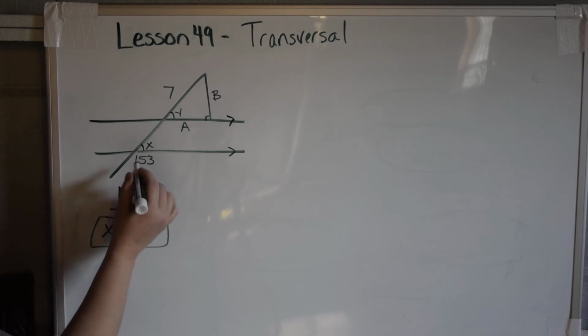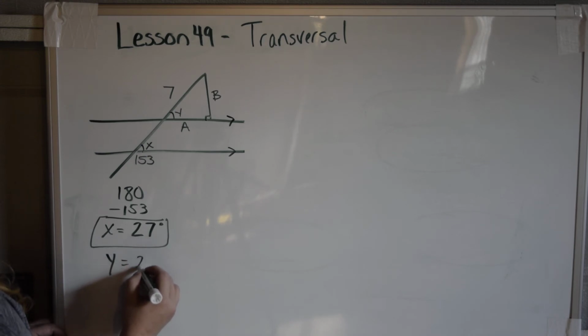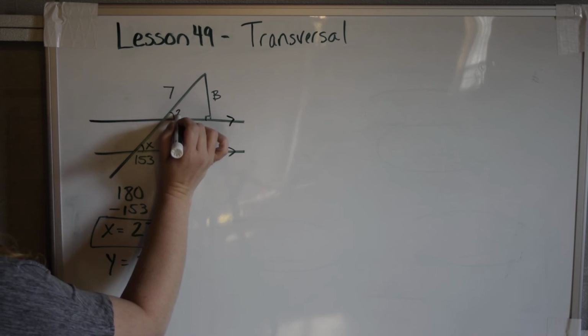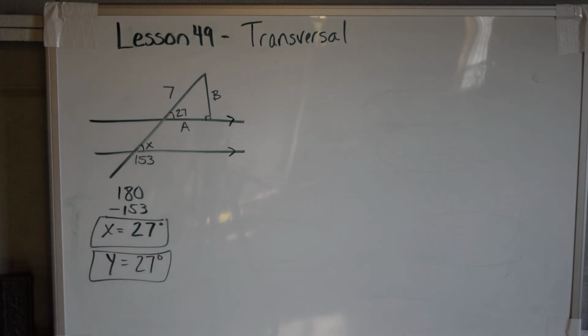If I know what X is, I also know Y. So Y is also 27 degrees. Replace Y with 27. And now we can look at trig.